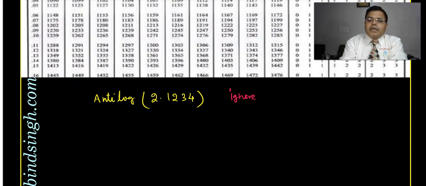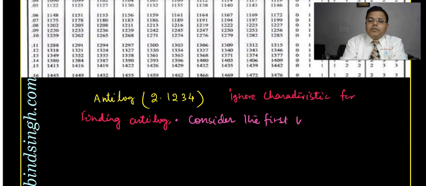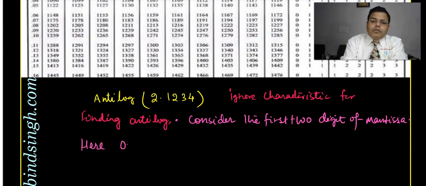The first step is to ignore the characteristic for finding the antilog. Consider the first 2 digits of the mantissa, right? So here the first two digits are 0.12.